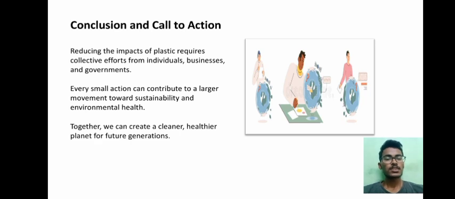Here is the main goal of reducing plastic in day-to-day life: a healthier planet for future generations.